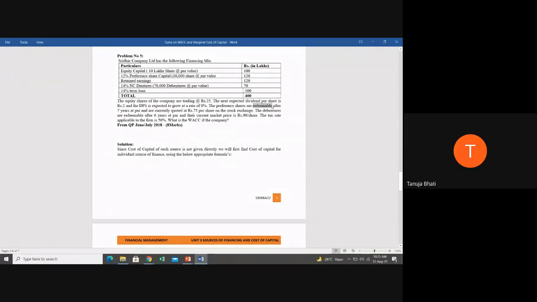Repayable. Very good. Next, the debentures are redeemable after 6 years at par. Now, when I say repayment at par, what does that mean, students? At face value, ma'am. Very good. It means repayment is going to happen at face value, and the current market price is 90 per share. The tax rate applicable to the firm is 50%. What is the WACC of the company?